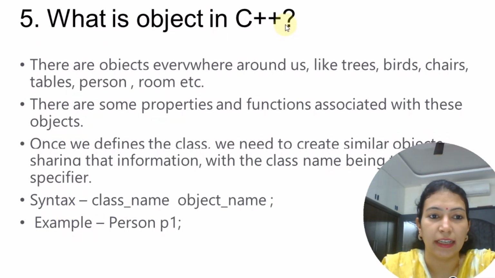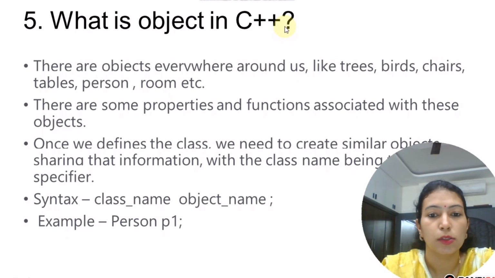As previously we learned what is class. So for accessing those data members and functions of a class, we require objects. So once we define a class, we need to create a similar object for that class which can access those members. So the syntax of creating object is using class name and object name. Example, we have a class previously as person and we are creating its object P1.